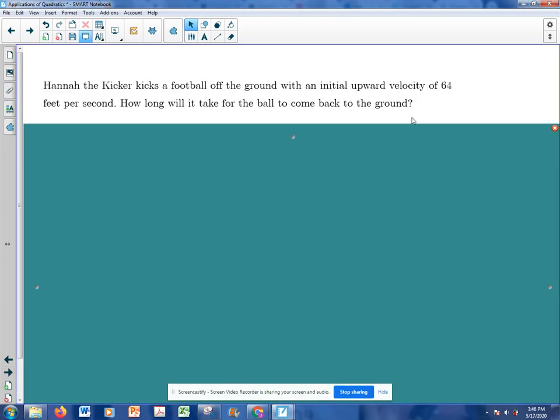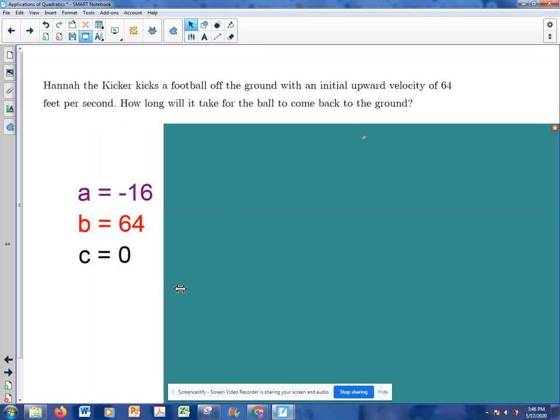All right, Hannah the kicker. Oh, Hannah, good job. She kicks a football off the ground with initial upward velocity of 64 feet per second. I must say, Hannah, if you had an initial upward velocity of 64 feet per second, I think NFL scouts would be coming and talking to you. But again, I'm fixing the numbers so the numbers come out nice. So let's see. Oh, there's my A, B, and C.